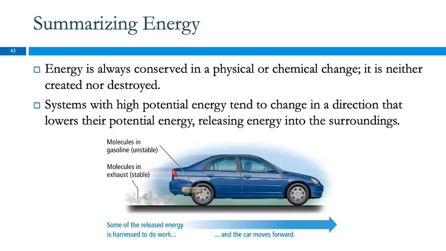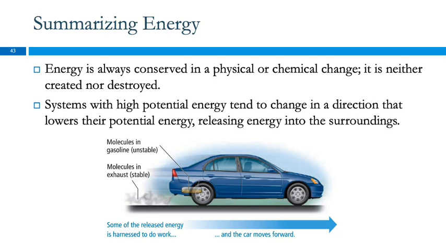So in a physical change or in a chemical change, energy is conserved. The total amount of energy in the universe remains the same. Now, it may be distributed very differently, but the total is the same. So systems that have high potential energy tend to change in a direction that lowers their potential energy. Where does the energy go? It goes into the surroundings.